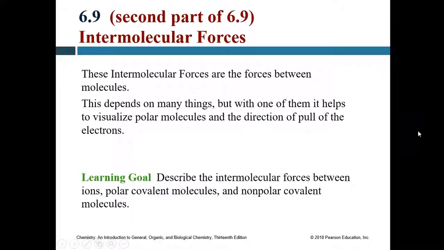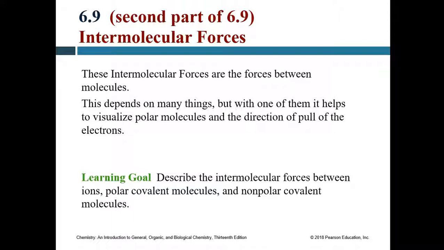The second part of 6.9, intermolecular forces. Now this section ties in and goes beyond what we were talking about in the last video about polar molecules, and it's going to tie into stuff we're going to talk about later, like even at the end of this semester when we're talking about DNA, or even before the end of the semester when we're talking about why does something dissolve in something else, or even sooner, why is something's boiling point higher than the other. It all has to do with the attractive forces between molecules.